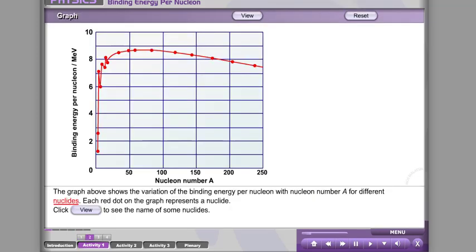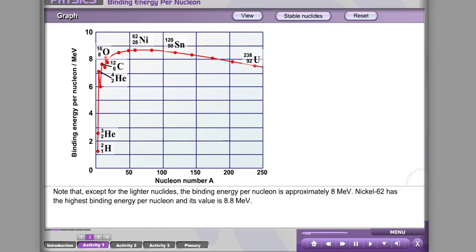The graph above shows the variation of the binding energy per nucleon with nucleon number A for different nuclides. Each red dot on the graph represents a nuclide. Click the View button to see the name of some nuclides. Note that, except for the lighter nuclides, the binding energy per nucleon is approximately 8 MeV. Nickel-62 has the highest binding energy per nucleon and its value is 8.8 MeV.